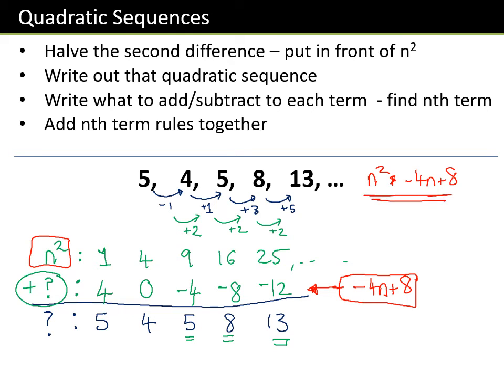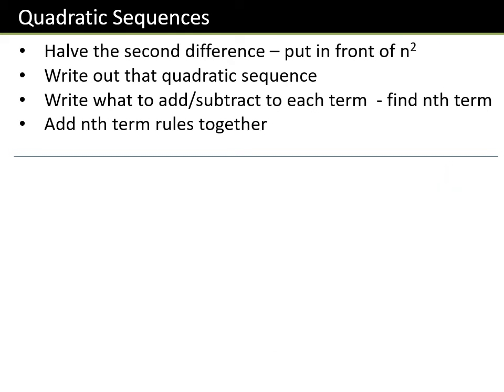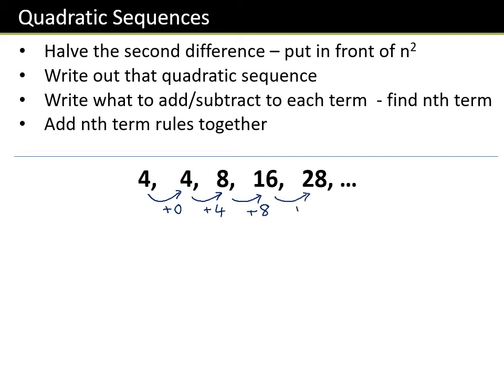Do another example of that on this one. Same principles here. So I'm going to write in my first and second differences. So plus 0, plus 4, plus 8, plus 12. I can spot the pattern here, and I can see my second difference is constant, and I am adding 4 each time. If it's adding 4, that implies that it relates to 2n squared.